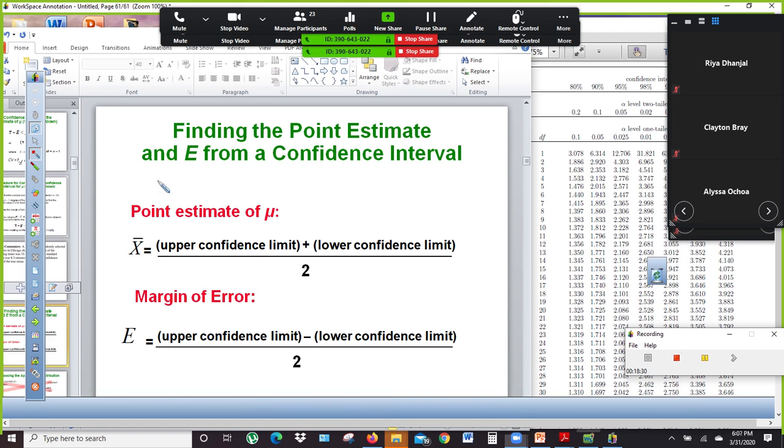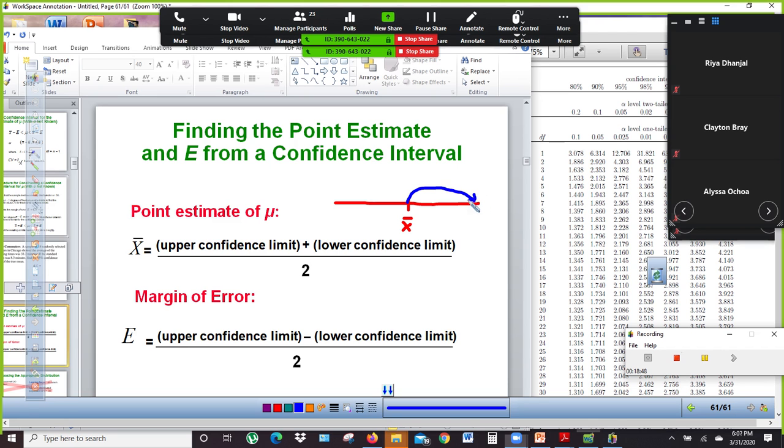So we did this before. We did this with proportions before. Remember, here's your x bar. It's right down, smack dab in the middle. And then from the x bar, I added E to get my upper limit. This is my plus E. That's my upper limit. And I subtracted E to get my lower limit.